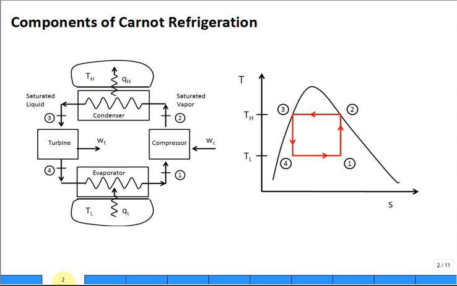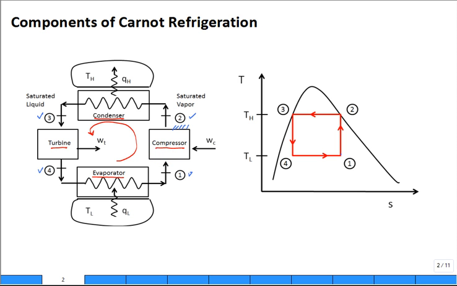So the components of the Carnot refrigeration cycle: you have an evaporator, which is just a heat exchanger, a condenser, a compressor, and a turbine. And the refrigerant flows in this counterclockwise direction. They put the numbering system as 1 as the input to the compressor, then 2, then 3, then 4 for the states. So going through the compressor, it's isentropic because it's insulated and reversible.